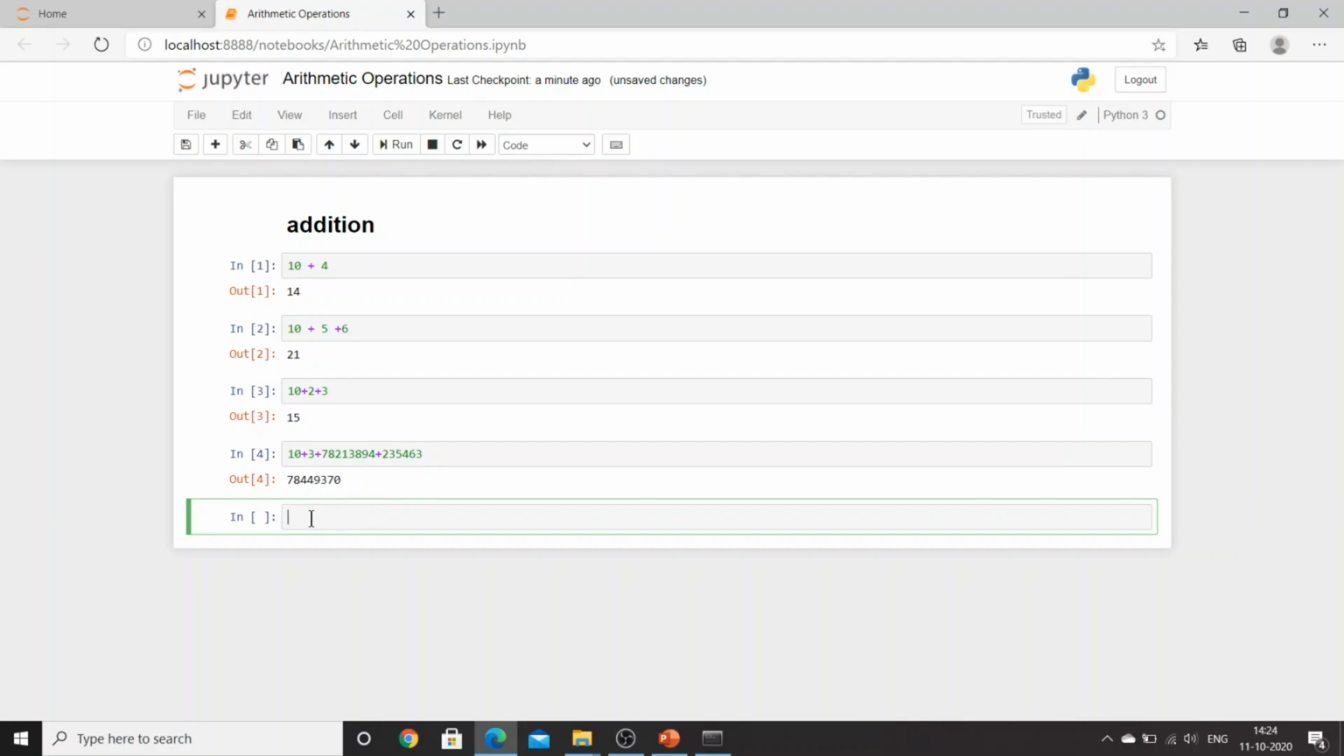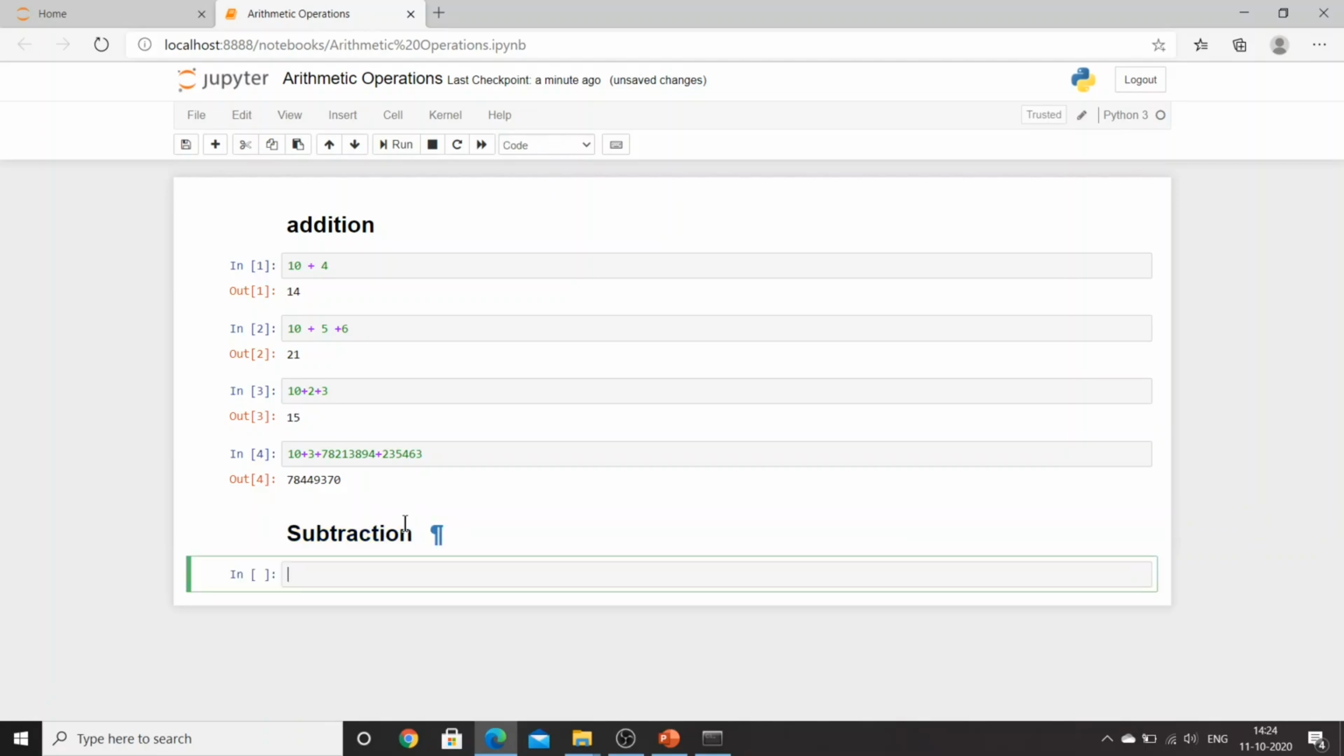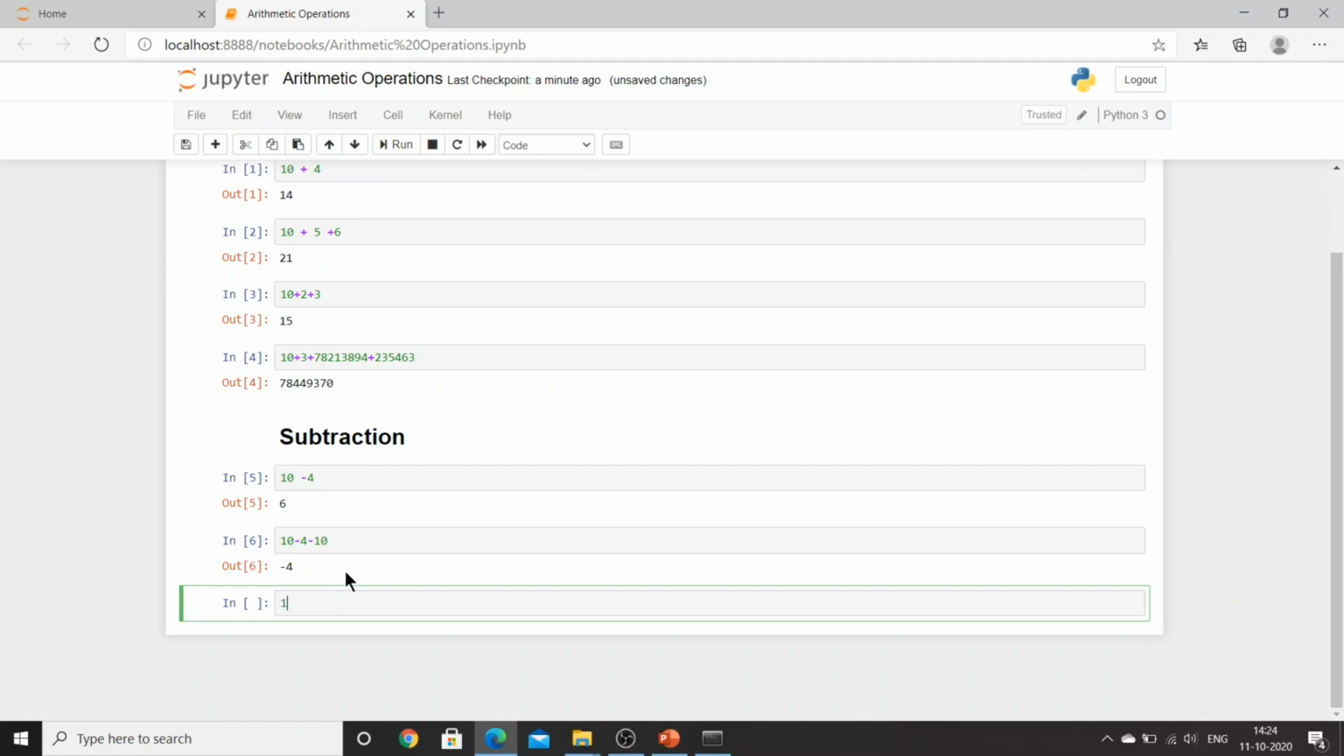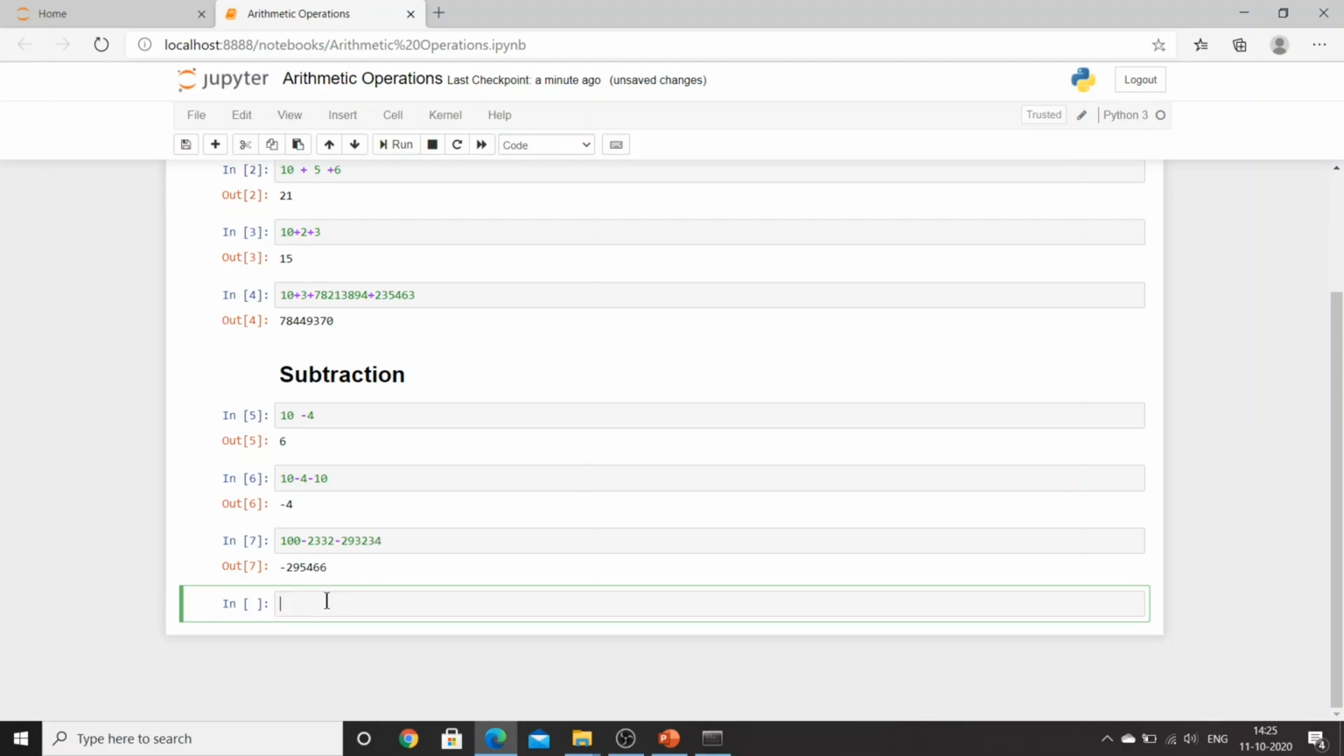Now let's move on to the subtraction part. So I'll say subtraction, and I'll say markdown. If you do not want to go and use your mouse, you can just press escape and 1, and you'll get the style. So for subtraction, let's subtract 10 minus 4. So 10 minus 4 is 6, and then 10 minus 4 minus 10, you'll get minus 4. 100 minus 25 minus this. Oops. Okay, so in this way you can get the numbers. So you can practice subtraction as well.